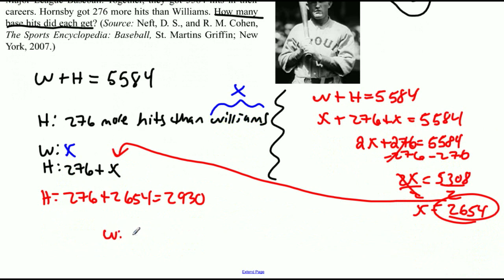So let's write out our answer. Williams got a total of 2,654 hits. Make sure, like in a word problem, that your answer matches its units. We're talking about hits here. The number shouldn't just be a numerical value like this, but we want to give it some context because we're doing a word problem that relates to real life. And Hornsby got 2,930 hits. And there we go. Does this make sense? Well, if you add both of these together, we get 5,584, which is exactly what we were supposed to get.